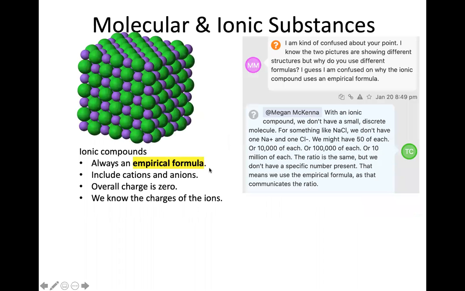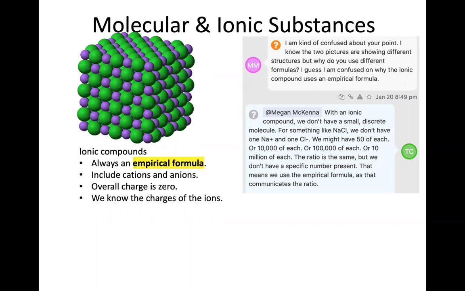Megan here had a good question. I'm kind of confused about this point. I'm confused why the ionic compound uses an empirical formula. My explanation is that when we have an ionic compound, we don't have that small, discrete, individual molecule. When I write something like NaCl, I am not thinking about just one sodium cation and one chloride anion. I'm thinking of a collection of those.